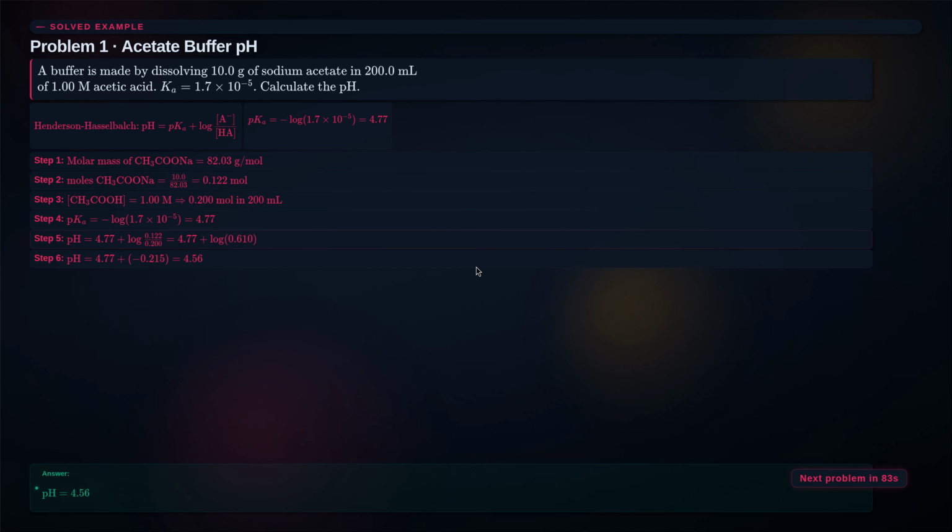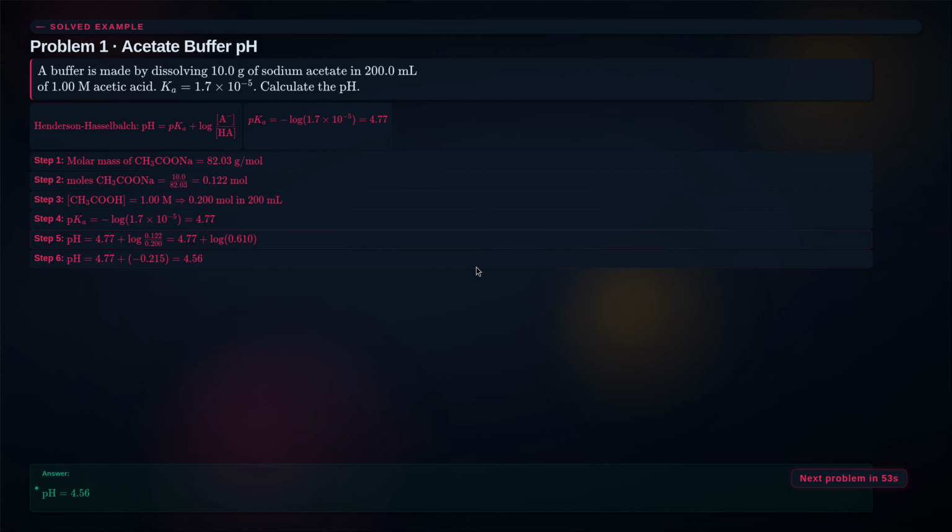Step 2. Moles of sodium acetate equals 10.0 grams divided by 82.03 grams per mole, which is 0.122 moles. Step 3. Moles of acetic acid equals 1.00 molar times 0.200 liters, which is 0.200 moles. Step 4. pKa equals negative log of 1.7 times 10 to the negative 5, which is 4.77.